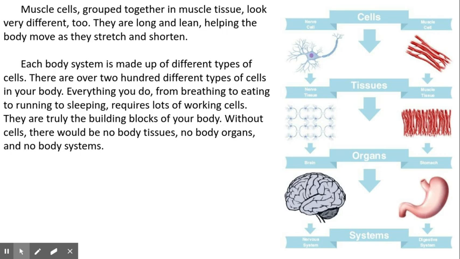Each body system is made up of different types of cells. There are over 200 different types of cells in your body. Everything you do, from breathing to eating to running to sleeping, requires lots of working cells. They are truly the building blocks of your body. Without cells, there would be no body tissues, no body organs, and no body systems. In fact, all living things have cells. There would be no living things on Earth if there weren't cells.